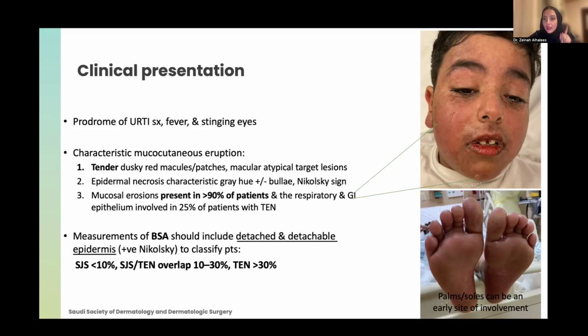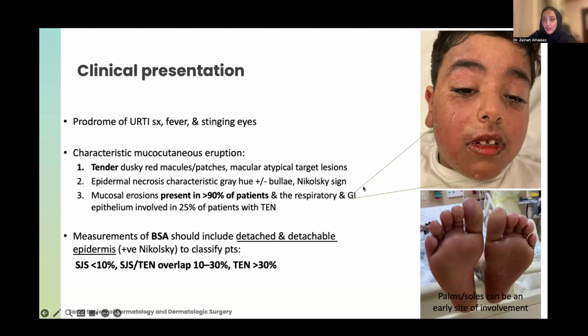And what's the difference between atypical target lesions and true target lesions? Atypical ones are non-palpable. So they're macular targets, okay? And then later on, they develop epidermal necrosis with the characteristic gray hue that I was telling you about, plus or minus epidermal detachment and bulla, so you can get a positive Nikolsky sign. Mucosal erosions, as you all mentioned, we said that it's present in more than 90% of patients. So this is an important clue that differentiates SJS-TEN from other drug eruptions.